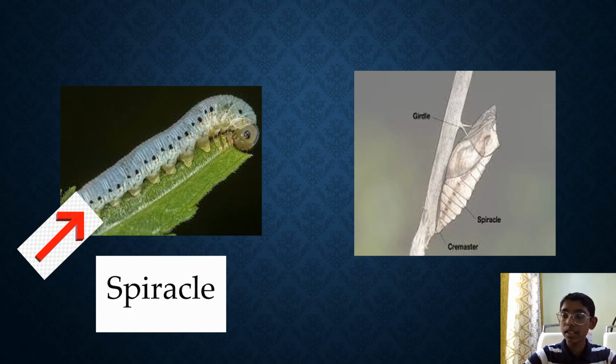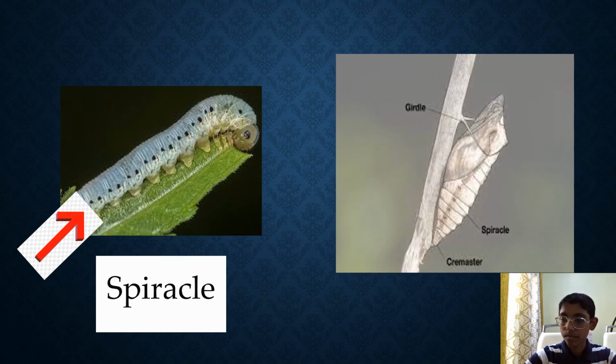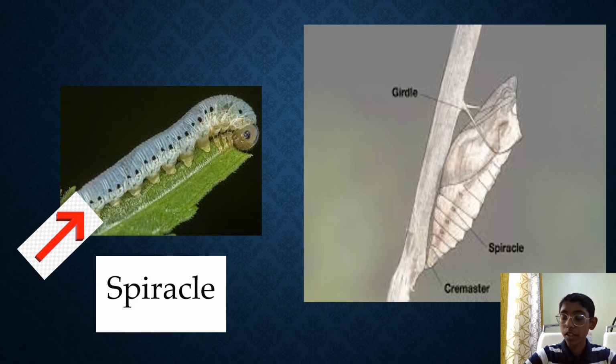Now let's look at this image of a chrysalis on the right side. And if we zoom in, do you see those black dots on the bottom of the chrysalis? Those are also spiracles. What does that mean? It means that just like how a caterpillar can take in oxygen and take out carbon dioxide, a chrysalis can also do the same thing.